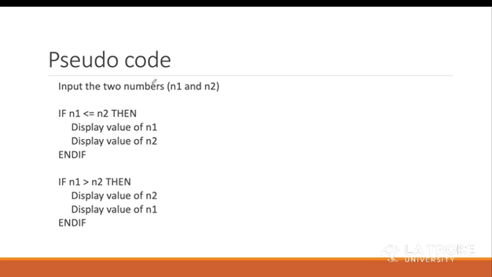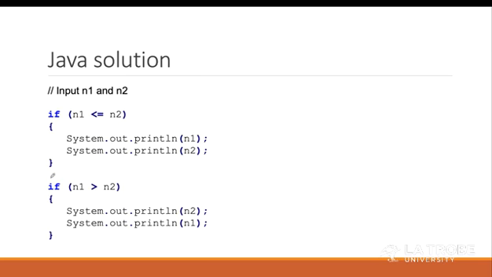So the pseudocode will be, again you have two numbers n1 and n2 entered by the user or already there. Then if n1 is less than or equal to n2, that means n1 is smaller, you need to display the smaller number first, which is n1, and then display the larger number, which is n2. If the case is reversed, so let's say if n2 is less than n1, then you need to display n2 first and then n1. So these two will be inside two different if conditions, and we'll see the implementation now.